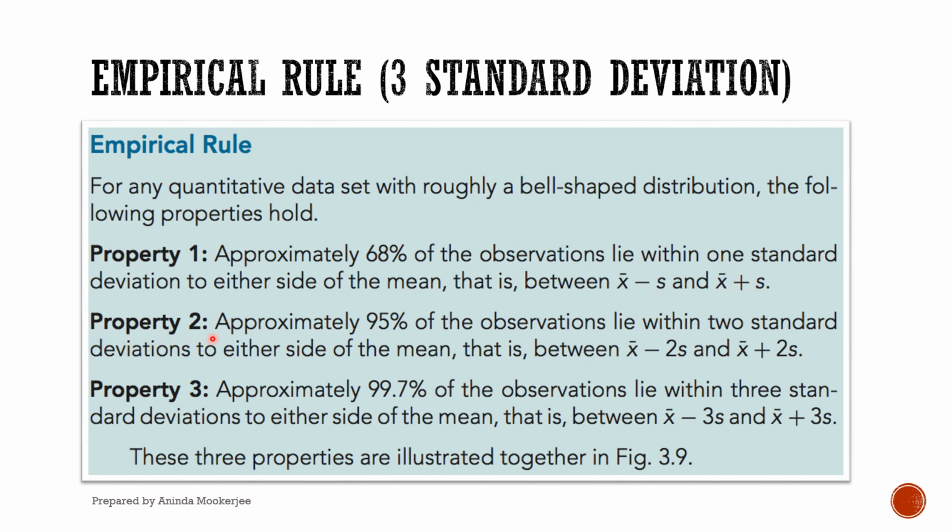Property 2 says approximately 95% of the observations lie within two standard deviations to either side of the mean, which is between x bar minus 2s and x bar plus 2s. And then number 3 says approximately 99.7% of the observations lie within three standard deviations to either side of the mean, which is between x bar minus 3s and x bar plus 3s.